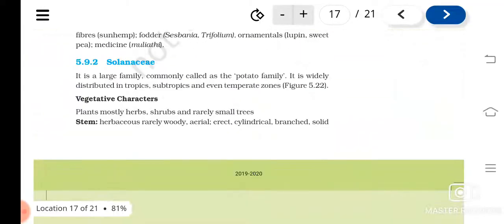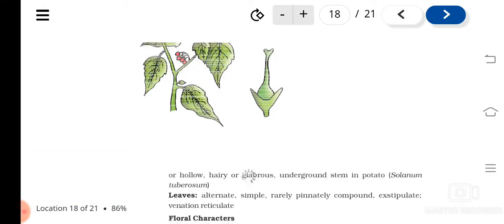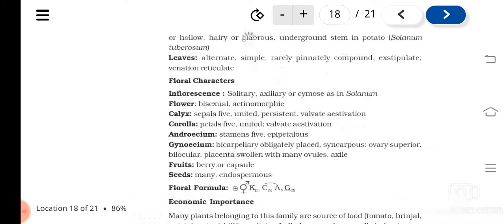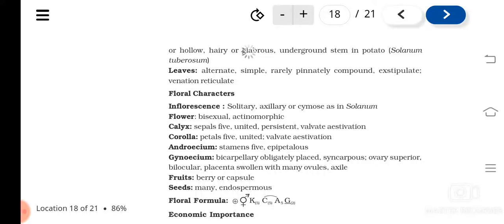So like this we can explain, and I have explained to you about two families also, that is Solanaceae and Liliaceae. Solanaceae is also known as the potato family. What are the distinguishing features of this family? The calyx is persistent, which is one of the important features of Solanaceae, isn't it? Then stamens are epipetalous, bicarpellary ovary obliquely placed, means a little bit tilted. Another important feature is swollen placenta. Formula and diagram also I have explained to you.